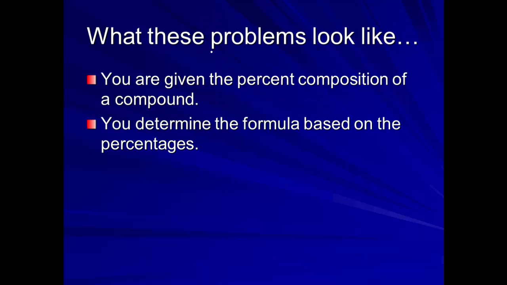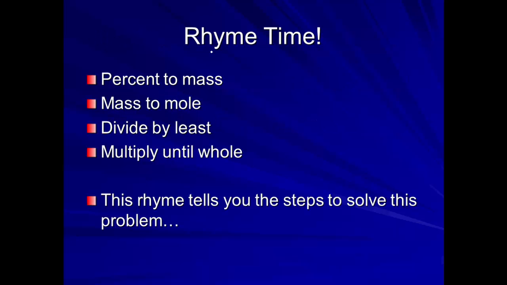So again, what do these problems look like? You're going to be given the percent composition of a compound and you're going to figure out the formula based on some percentages. All right, in order to help you learn the process for solving these problems, I have a very simple little rhyme here to help you remember the steps. So it goes percent to mass, mass to mole, divide by least, multiply until whole. And I like to throw in the word sometimes down here. It doesn't rhyme, so I'll put it in parentheses. But we'll say percent to mass, mass to mole, divide by least, multiply until whole sometimes.